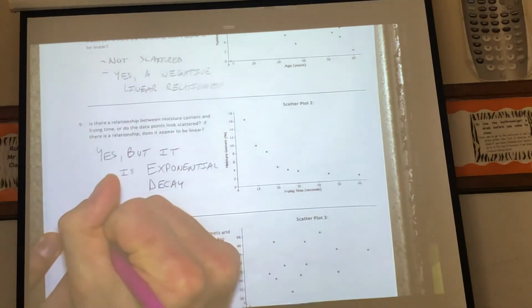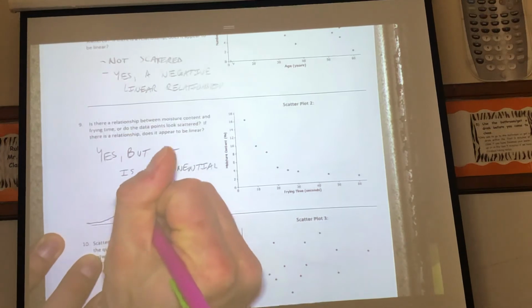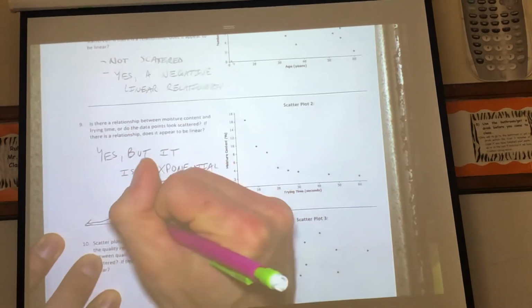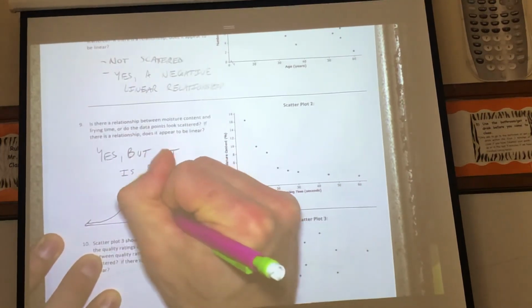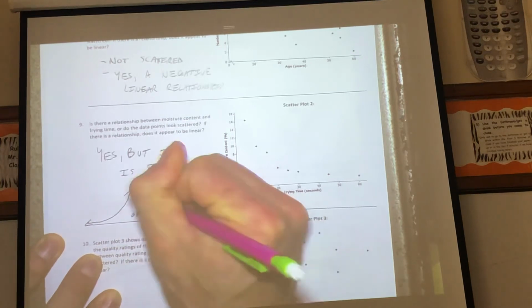Exponential curves look like that. That would be growth. That would be decay.